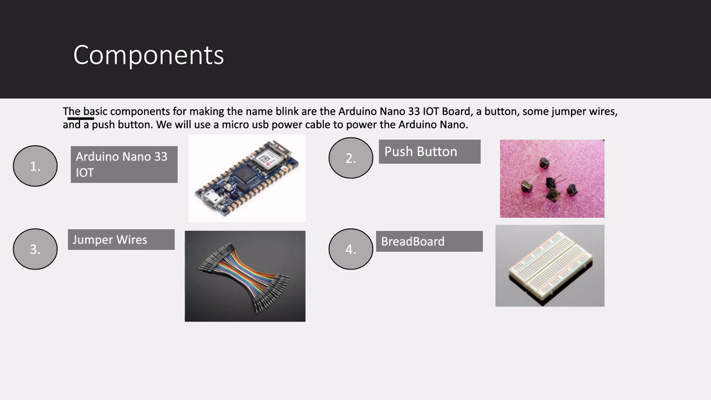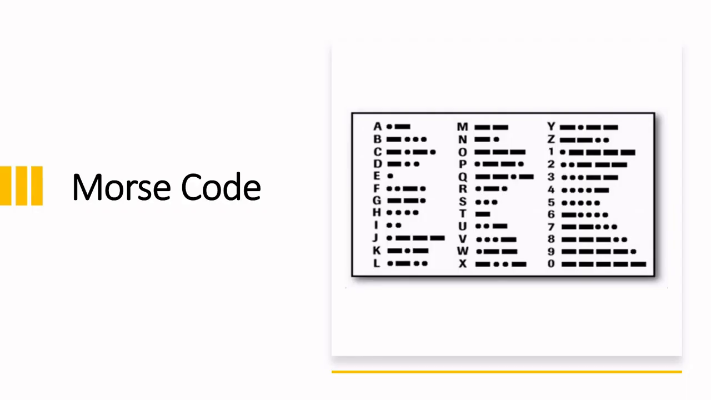Before we start, we first have to understand what is Morse code. It is a method of encoding text characters as sequences of two different signals, which are dots and dashes. As you can see here, I have presented a representation of different characters in Morse code, which we will use in our code.